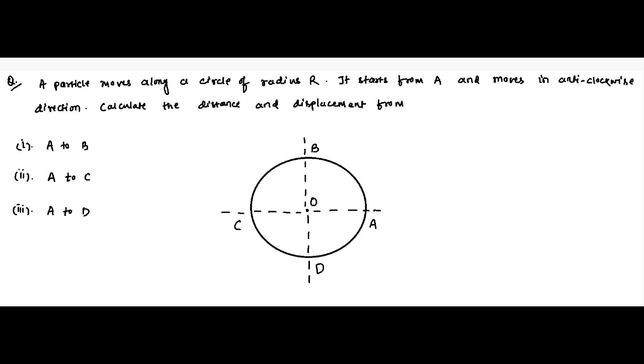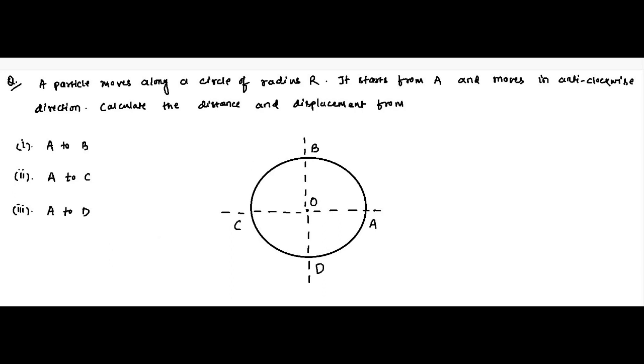Hello friends, so here is another question on basic parameters related to description of motion. The question is that a particle moves along a circular path of radius capital R. It starts from A and moves in anti-clockwise direction. Calculate the distance and displacement from the various points B, C, D on this circular path. We have been asked to calculate the distance and displacement from A to B, A to C, and A to D.